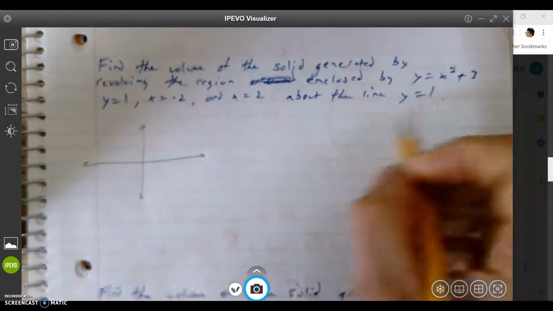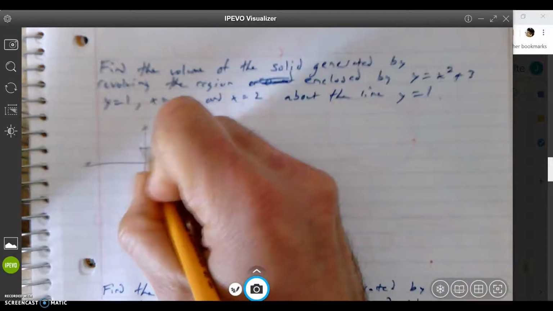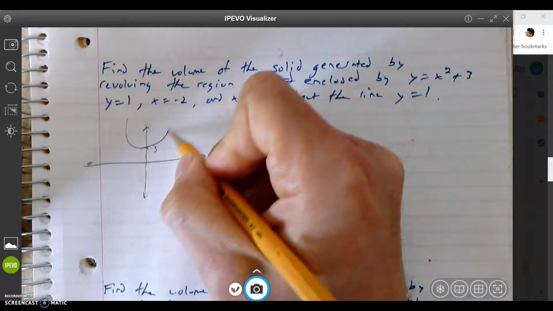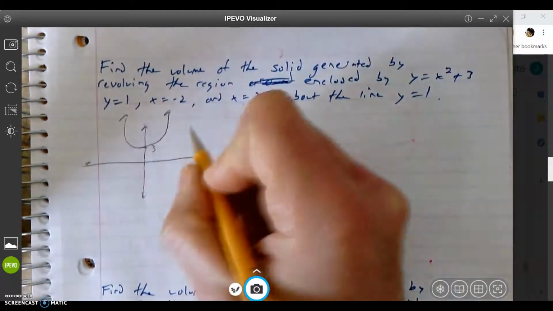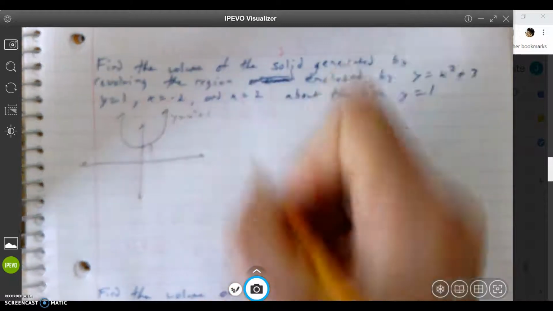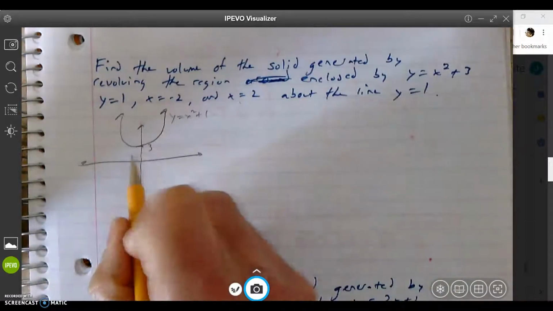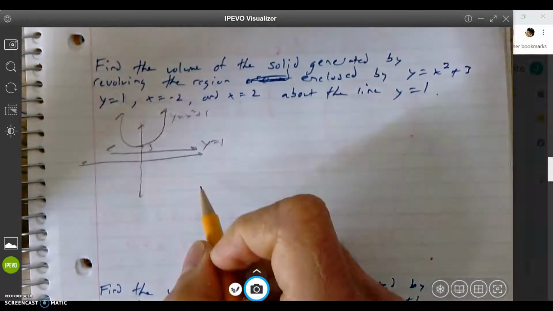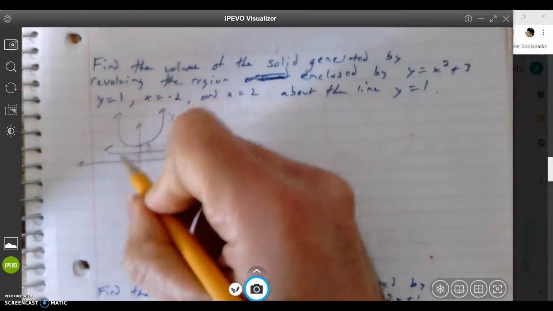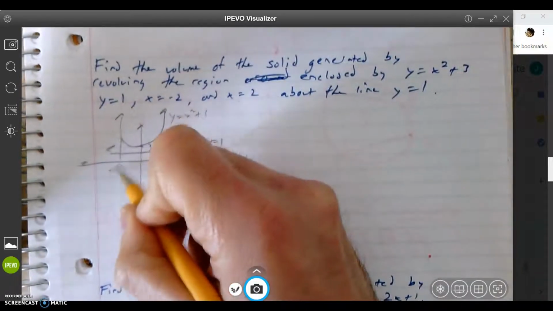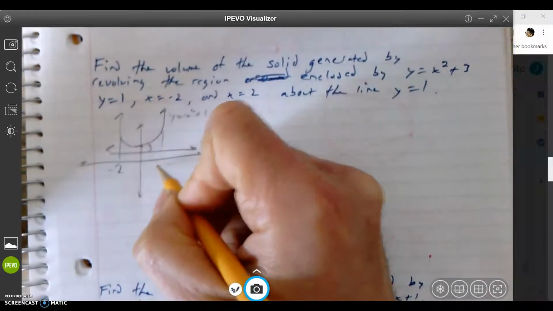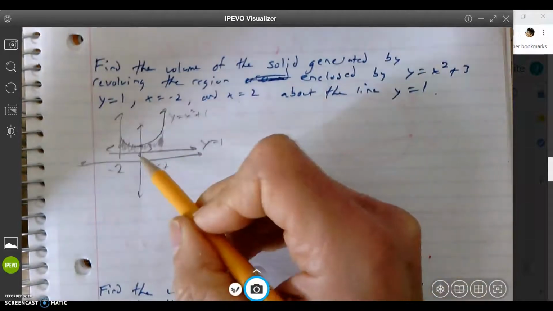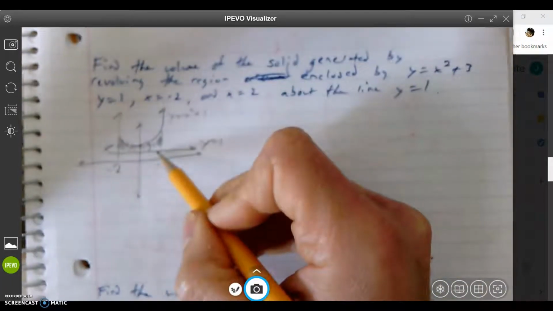All right. y equals x squared plus 3. So that looks like this. I said it was 1 before, but that's 3. Just draw it, it doesn't have to be exact. So that's 3. This is y equals x squared plus 3. Okay. y equals 1 would be here. And x equals negative 2, and x equals 2 is this. So it looks like it's this area we're talking about right here, between the parabola and y equals 1.